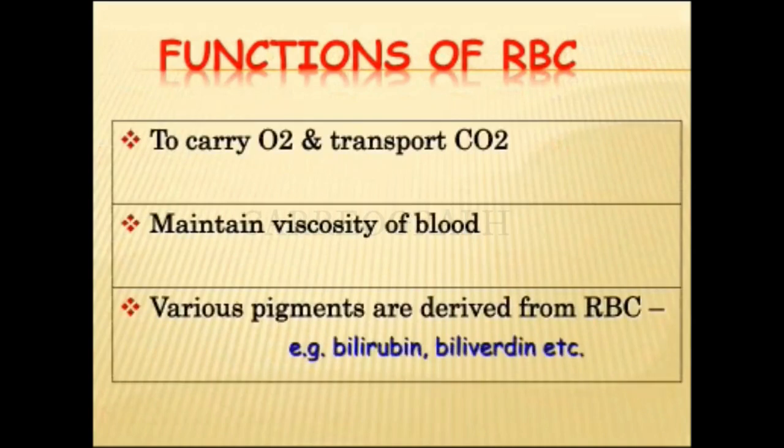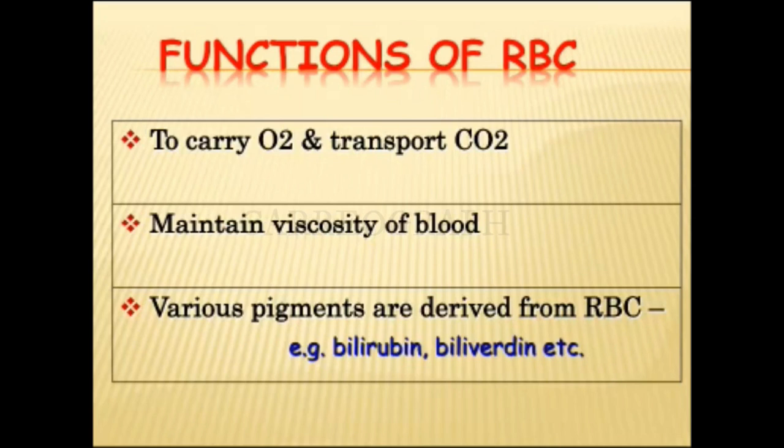RBCs carry oxygen and transport carbon dioxide. Red blood cells maintain the viscosity of blood, and various pigments are derived from red blood cells, and these pigments are bilirubin and biliverdin. As you already know, the lifespan of RBC is about 120 days, and when these cells die, they go into the liver and produce a yellow pigment, bilirubin and biliverdin. The liver is the graveyard of RBCs, and these pigments are also stored in the liver.